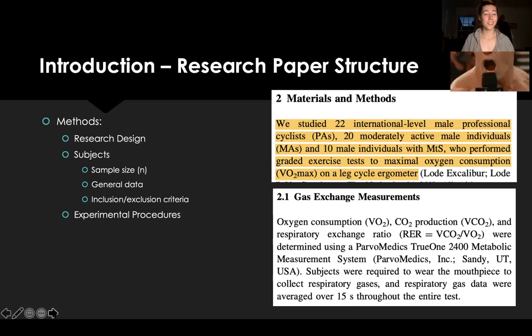Okay. Next up is the methods. So methods basically tells you how they conducted the study. So what their research design was, the subjects, so the number of people is usually indicated with the letter N. Sometimes it can be uppercase, sometimes it can be lowercase, just depends. General data, so how they collect the data, inclusion, exclusion criteria, and experimental procedures. That's where they collect how they collect the data.